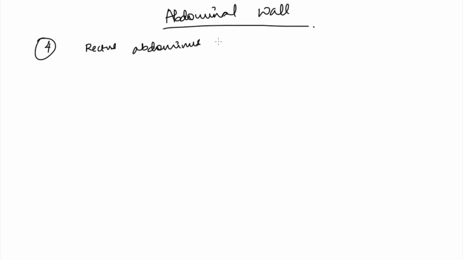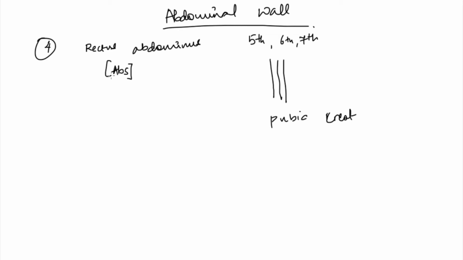This muscle takes its origin from the anterior surface of the costal cartilage of ribs number 5, 6 and 7. It's going to take origin from this point and then run downwards and get inserted into the pubic crest. The rectus abdominis muscle is also known as the muscle responsible for the abs. When you work out, it is this muscle which becomes more prominent.